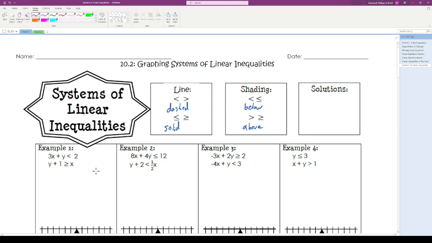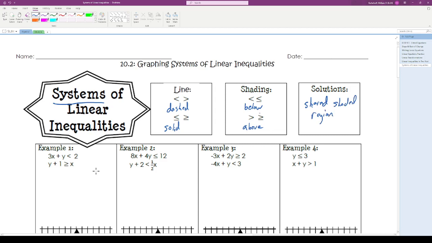Today we're going to be talking about systems of linear inequalities, which is where we have two different inequalities, and we're looking for solutions to both of those. So solutions here will be in the shared shaded region. So it's basically we're going to have two of these graphed on top of each other, and any points that fall inside of the shaded regions of both will be our solutions.